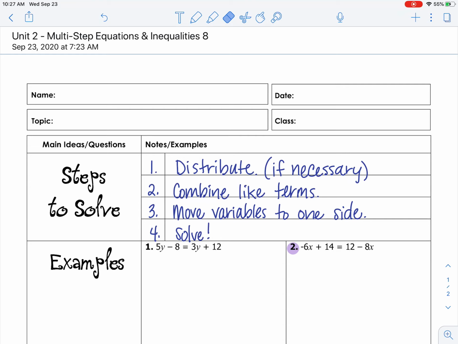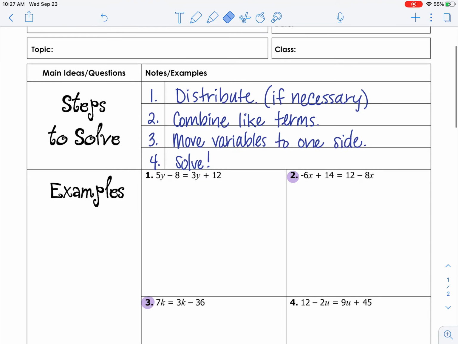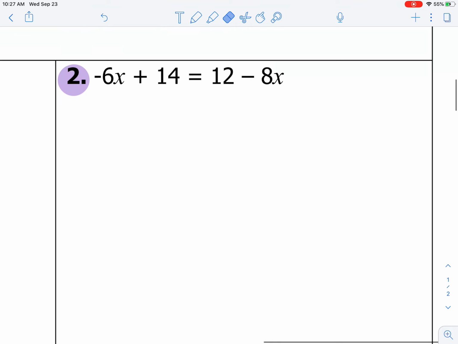So step 1 is still distribute, only if necessary. Step 2 is combine like terms, and again, only if necessary. Step 3, move variables to one side. This is our new step. And step 4, solve. So we're looking at number 2 first. Number 2, we look for anything that we need to distribute. We don't have anything that we need to distribute, so we move on to step 2.